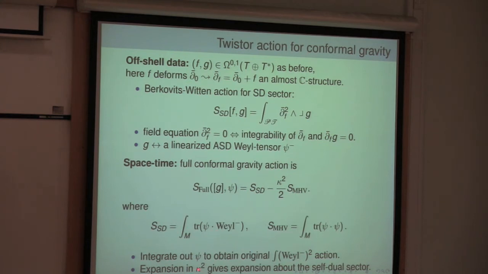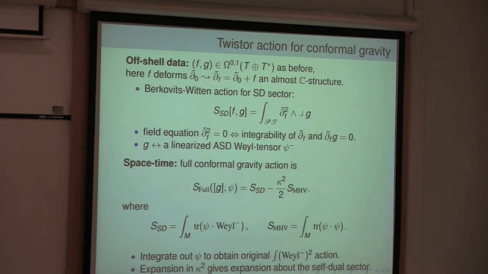And so the expansion in kappa squared, of course, then gives the expansion around the self-dual sector, because the Weyl minus is equal to kappa squared times psi, and so counting the number of psi's is counting the MHV degree, essentially.